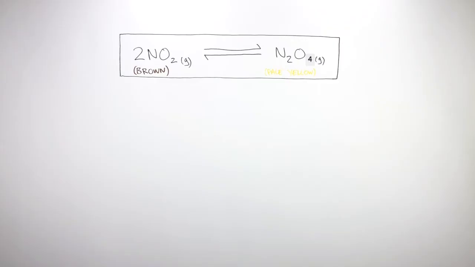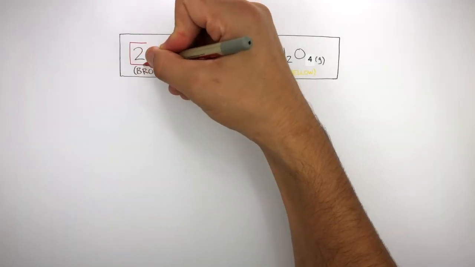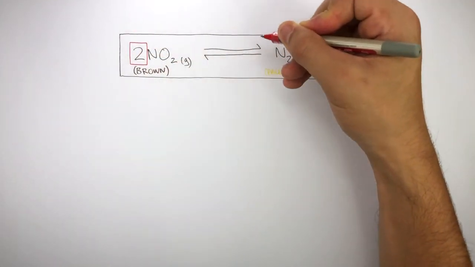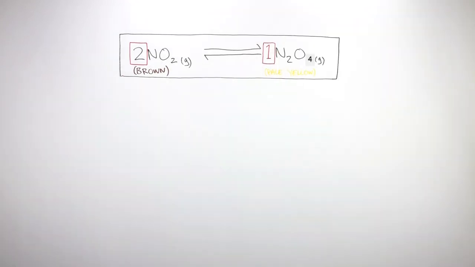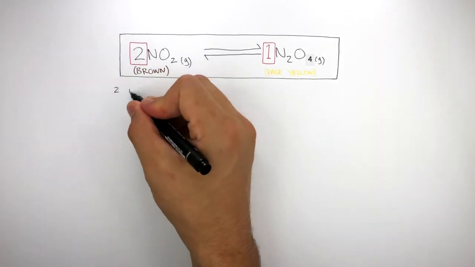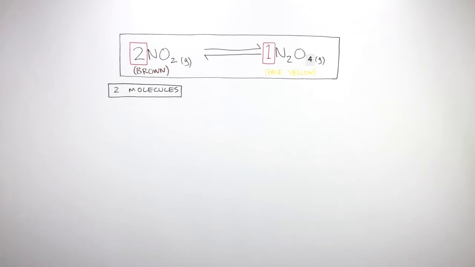This symbol equation shows how there are two molecules of NO2 reacting in the forward direction to form one molecule of N2O4, and in the backward direction, one molecule of N2O4 is reacting to form two molecules of NO2. So there are two molecules of NO2 on the left and one molecule of N2O4 on the right.